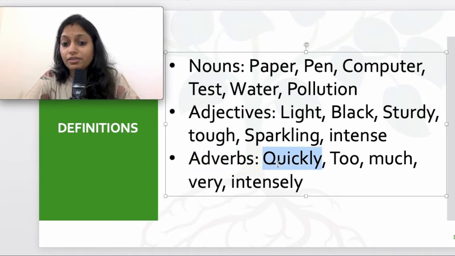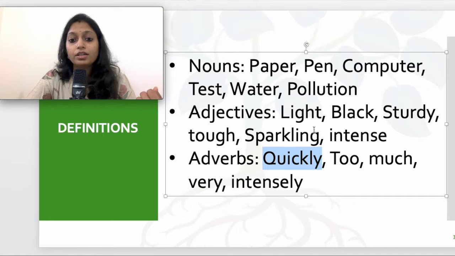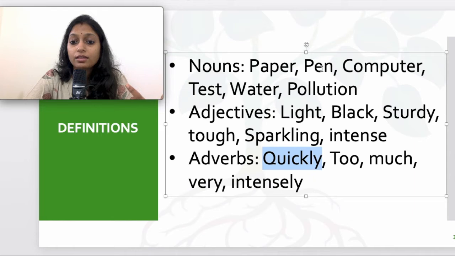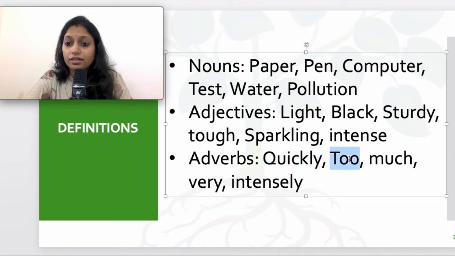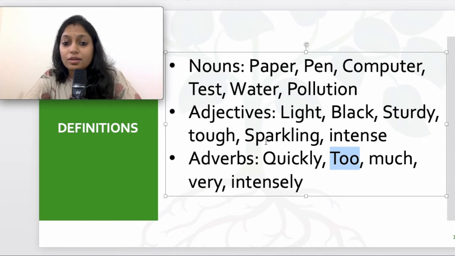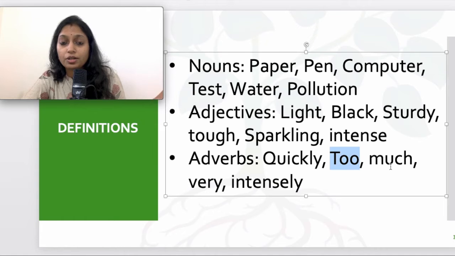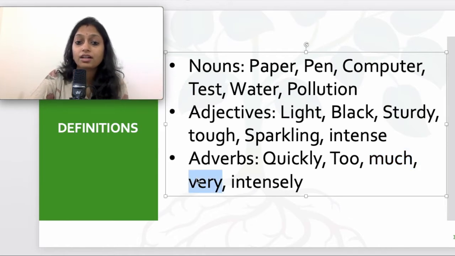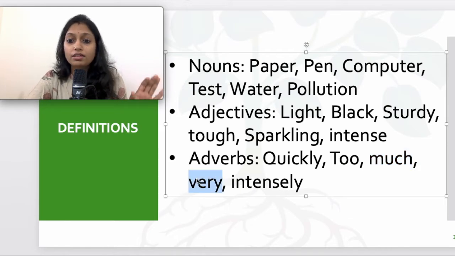Adverbs define how quickly you want to reach a certain place. You want to reach there quickly. Okay, you want to reach the test center quickly, right? The pen is too black. How black is it? Too black. The test is much more difficult than I imagined. Much more difficult. How difficult? Much more difficult. The test is very tough. Again, how tough? Very tough.